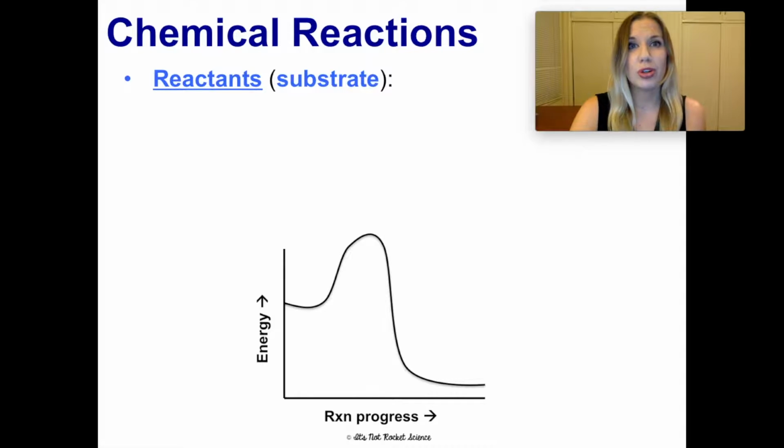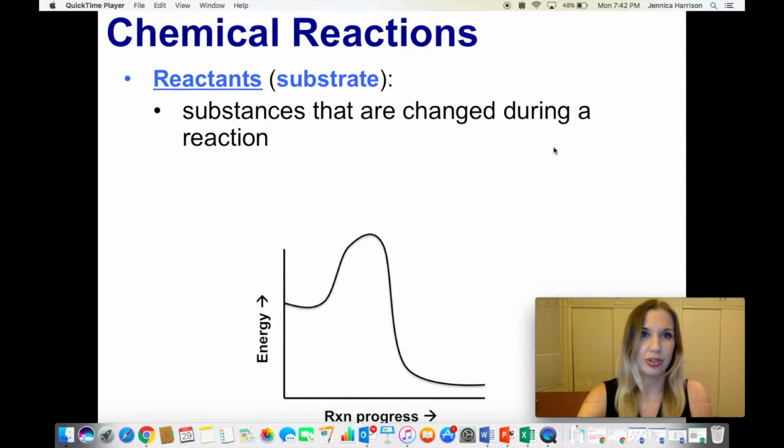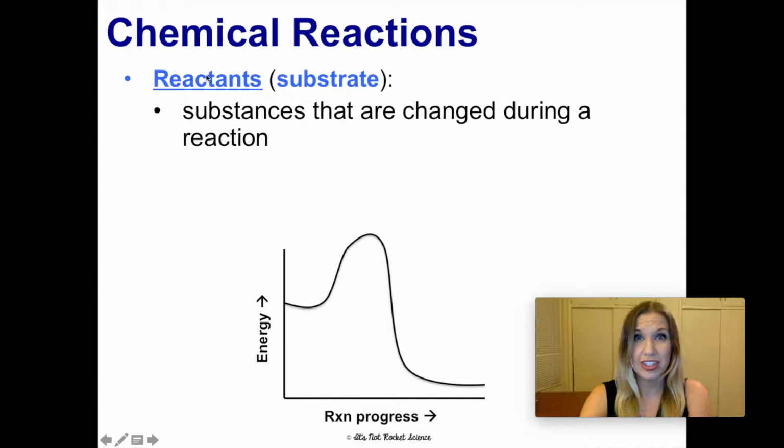So two very important terms to know when we're talking about chemical reactions are as follows. Reactants or substrates are substances that are changed during a chemical reaction. So remember, there's 5 million different ways to say everything. Reactants and substrates are the same thing.